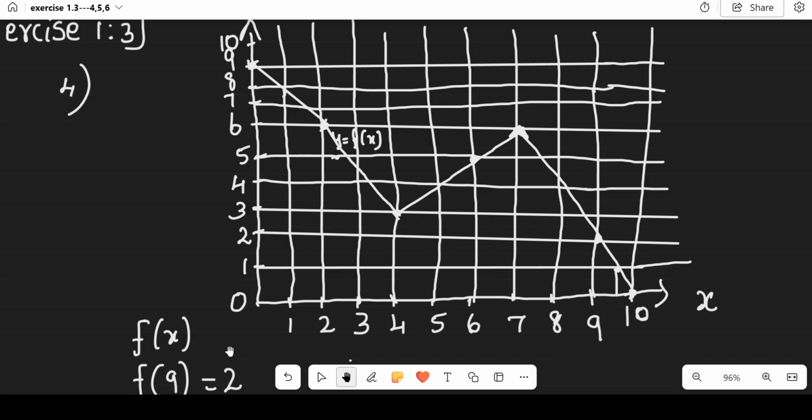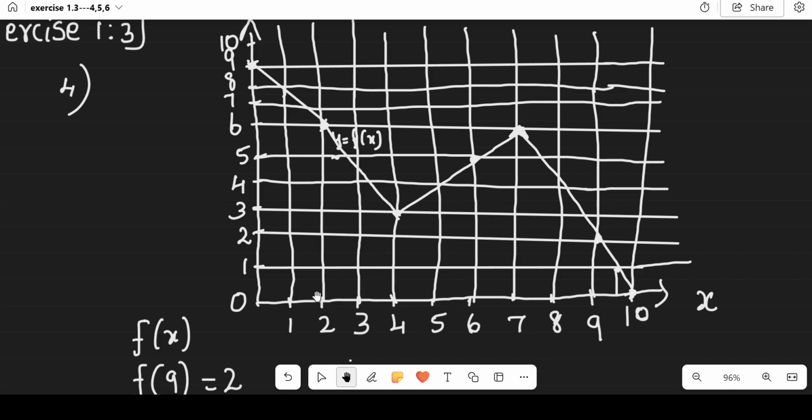Okay, next we need to find out f of 7. F of 7 means we have to check the x-axis, the number 7. At which point does this x-axis intersect this function line? Here, this is the point. So the y coordinate is 6, and the value of f of 7 is 6. This is easy, right?